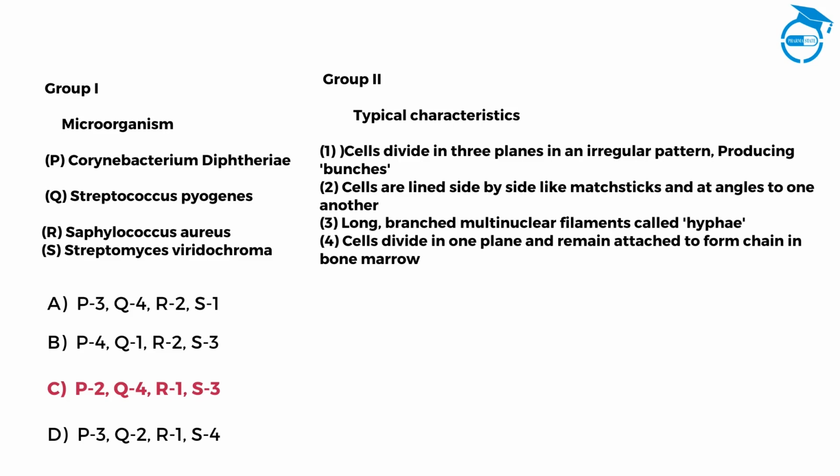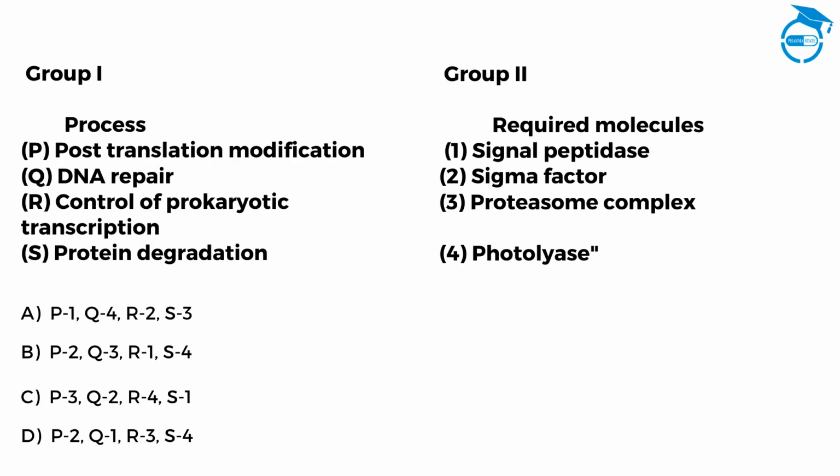The right option is C, that is P2, Q4, R1, S3. Here is the last one. Give it a try. Group 1, Group 2. Process, required molecules. P. Post-translational modification, 1.